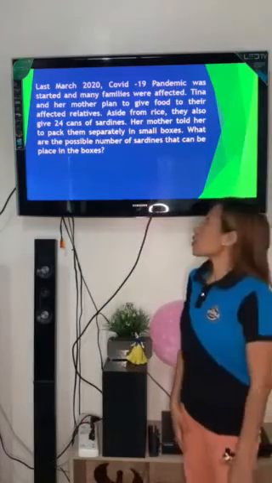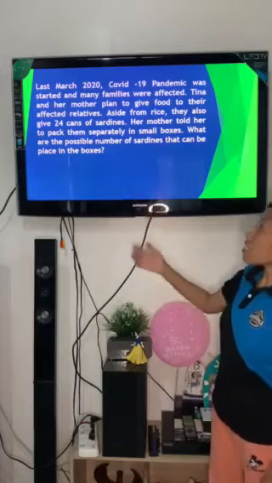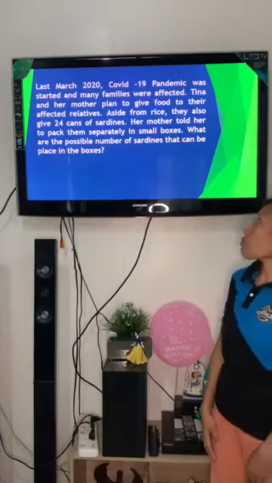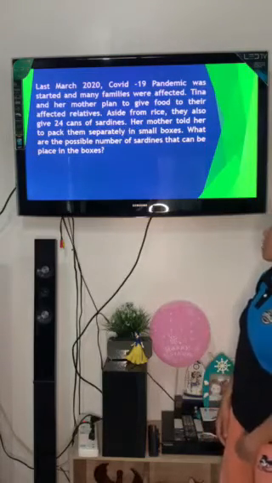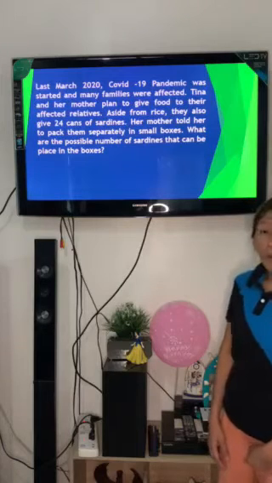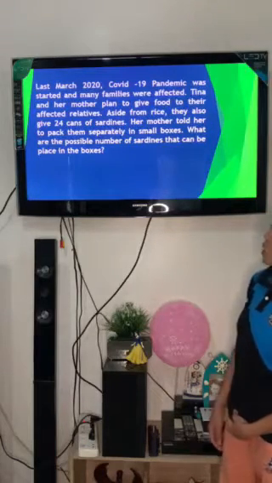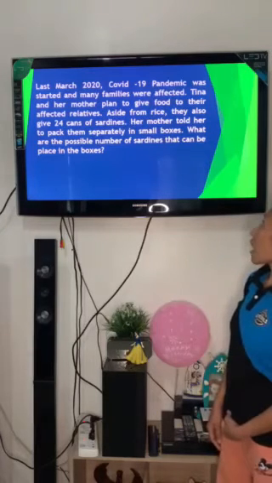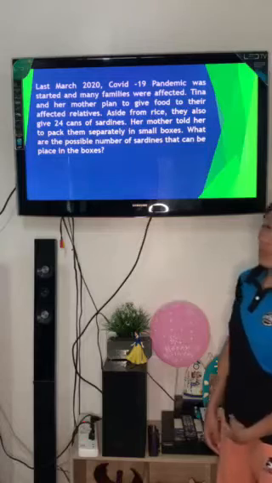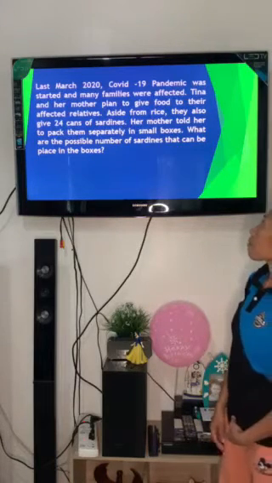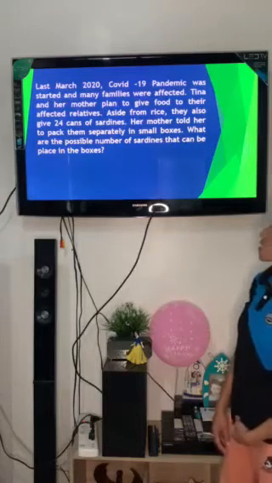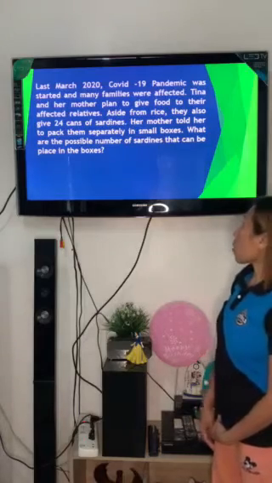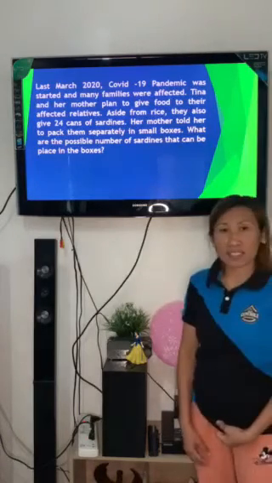So our motivation, class, is this problem. Last March 2020, the COVID-19 pandemic started and many families were affected. Tina and her mother planned to give food to their affected relatives. Aside from rice, they also give 24 cans of sardines. Her mother told her to pack them separately in small boxes. What are the possible numbers of sardines that can be placed in the box?